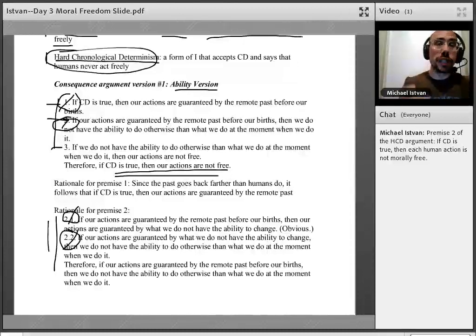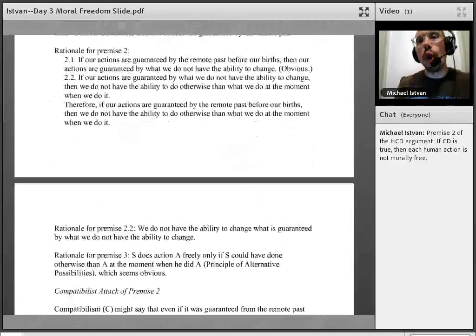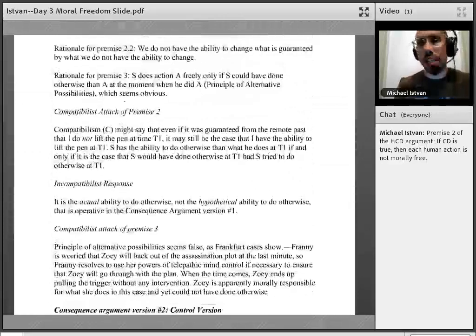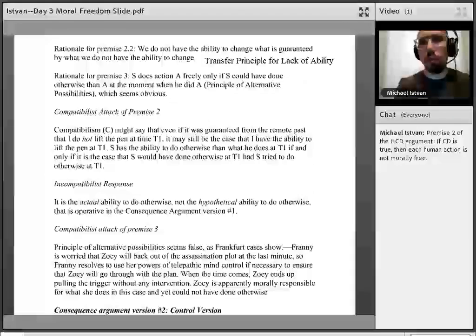It's based on the transfer principle for lack of ability. Now let's look at premise 3. Why think that premise 3 is true? Premise 3 says if we do not have the ability to do otherwise than what we do at the moment when we do it, then our actions are not free. They're not morally free. Now, many of us also take premise 3 to be fairly obvious. Here's the rationale for it right here.